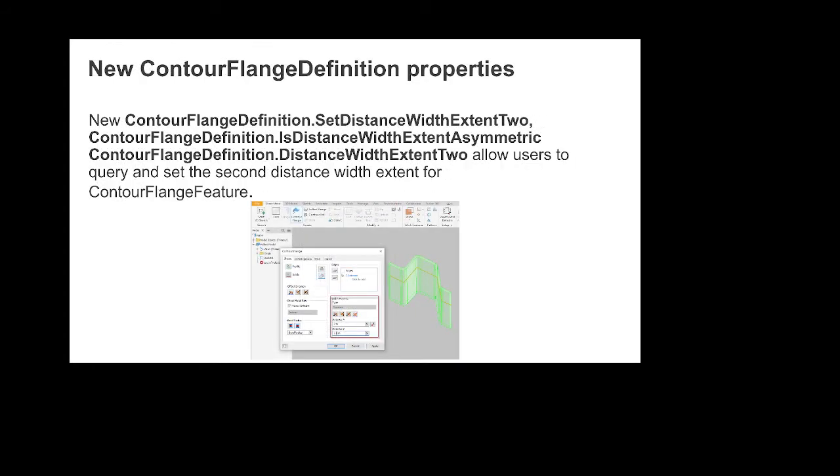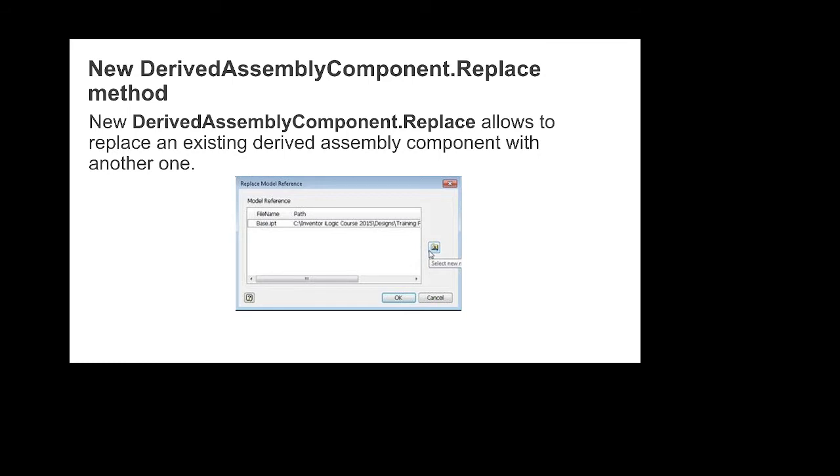New APIs have been introduced in ContourFlangeDefinition, namely SetDistanceWidthExtentTo, IsDistanceWidthExtentAsymmetric, and finally DistanceWidthExtentTo, to allow users to query and set the second distance width extent for the ContourFlange feature. The Replace function has been introduced for the DerivedAssemblyComponent object, which replaces an existing derived assembly component with another one.